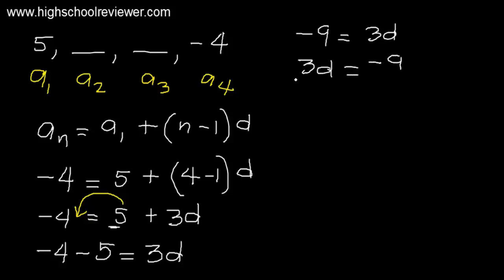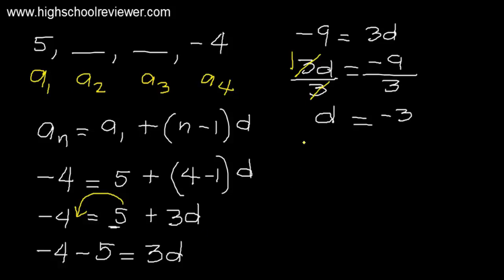To find the value of d, we need to cancel out 3. So divide both sides of the equation by positive 3. We have 3 divided by 3 is 1, and 1 multiplied by d is equal to d. And negative 9 divided by positive 3 is negative 3. Okay, so we can now find the value of a sub 2.